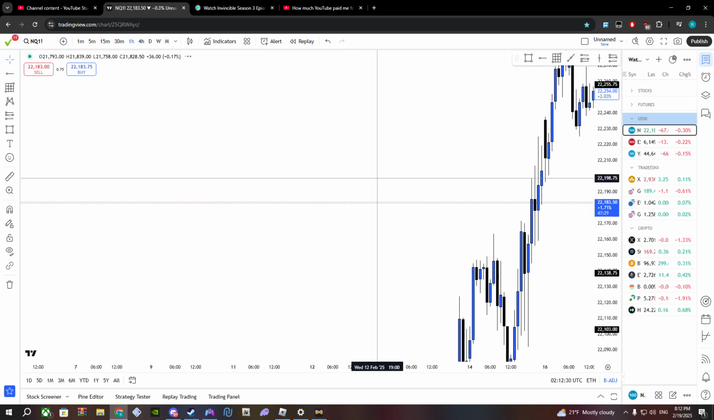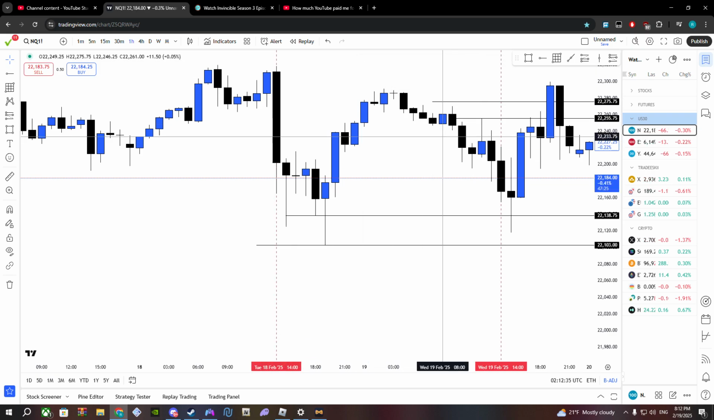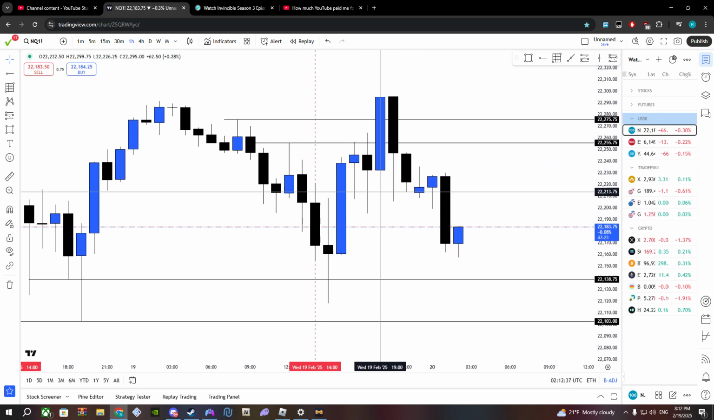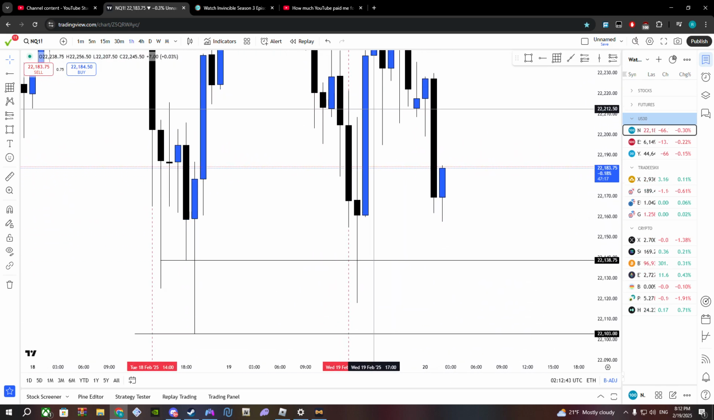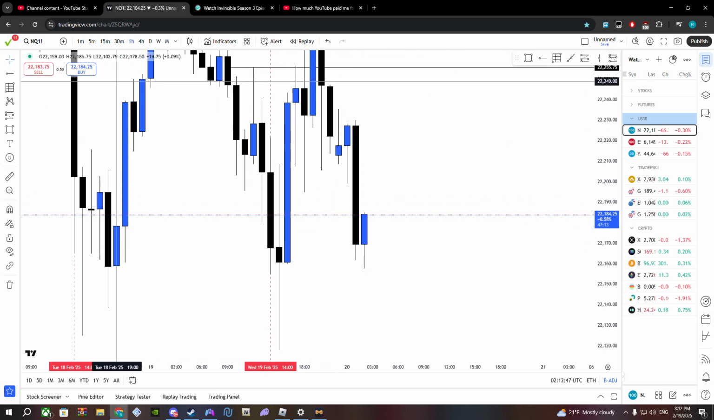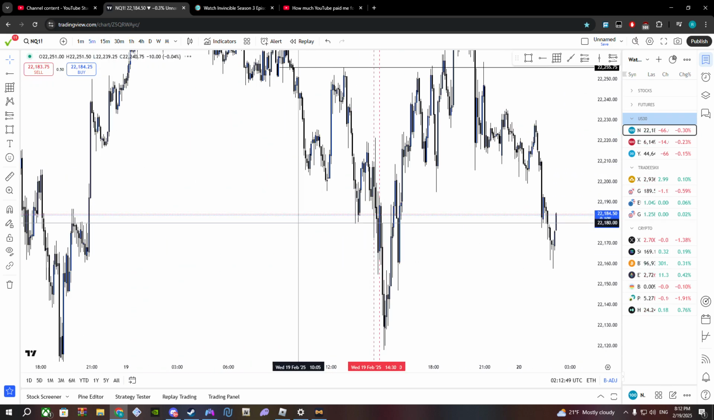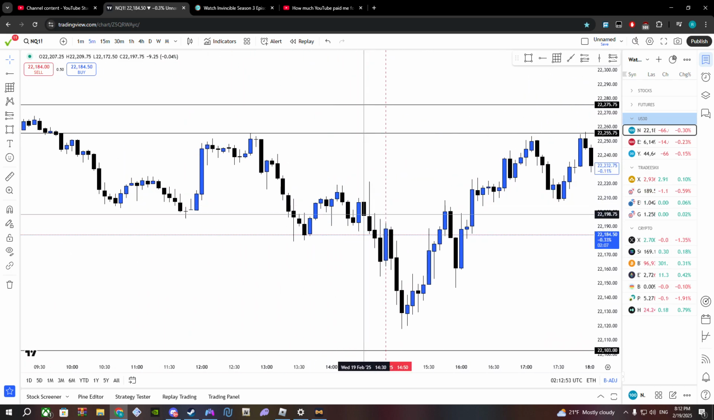Coming in on the hourly, we had these two pre-market highs. That's the only thing I marked out. And down here we had this 4-hour low, so that's the only other thing I marked out. So I'm just waiting for market to open. And when market opened, we got immediate legs down.